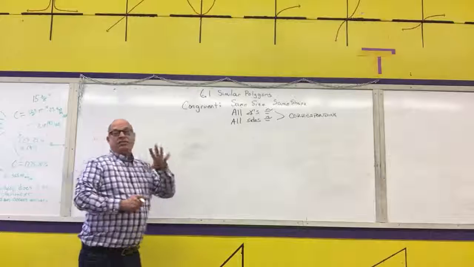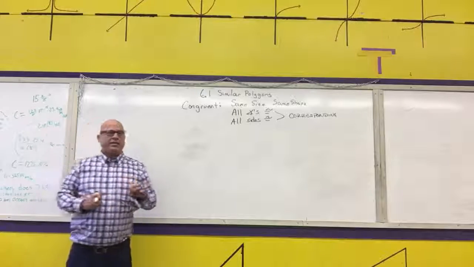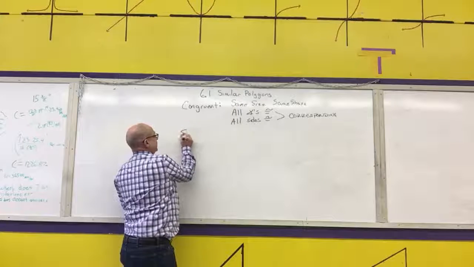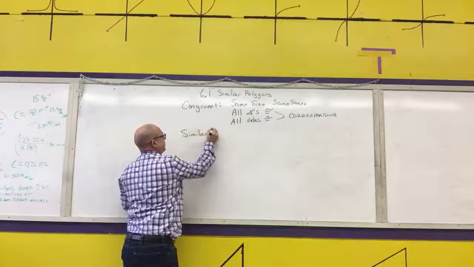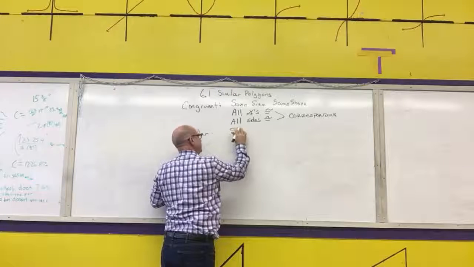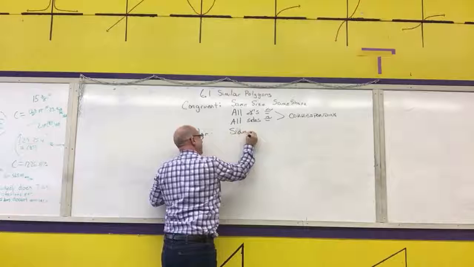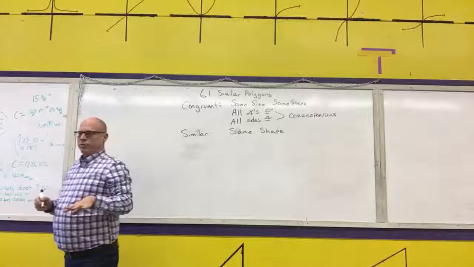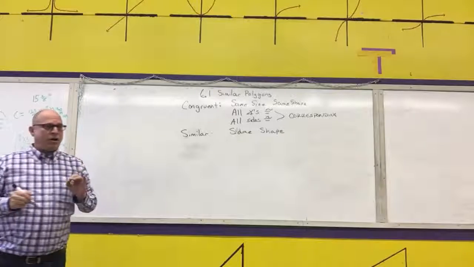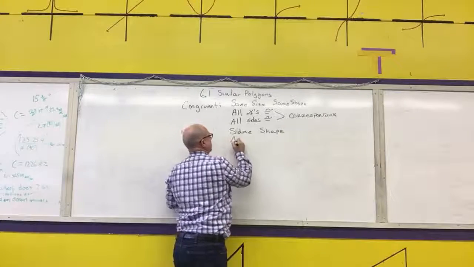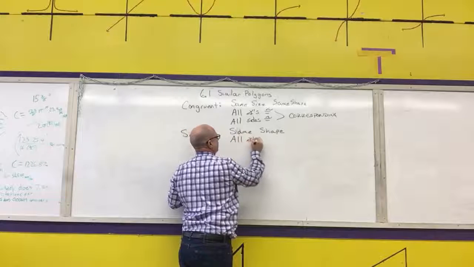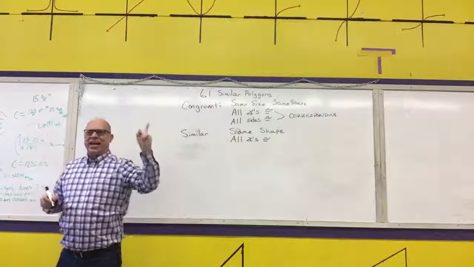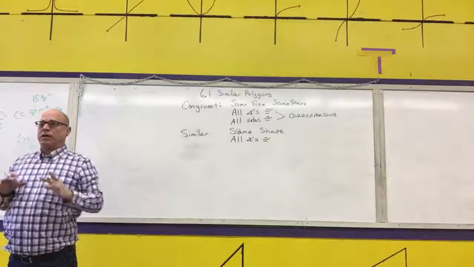Okay, we are done with congruency for a little while, and the next thing we're going to be talking about is similar polygons. The difference here is that similar means same shape. In order to prove that figures are similar, the first thing is all angles still have to be congruent. This is why I could not have an angle theorem for proving triangles were congruent.